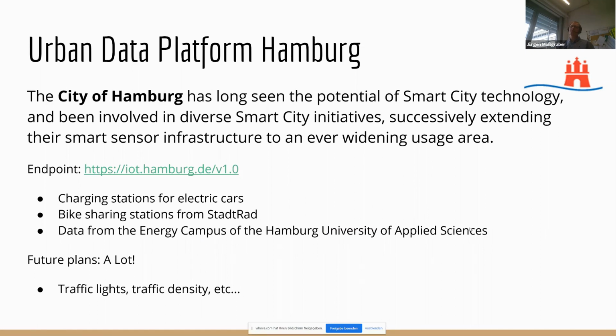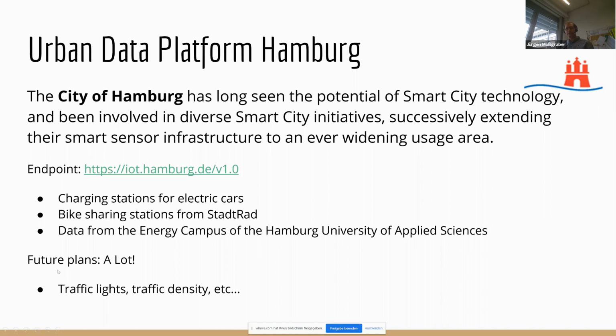They already established it, and they're adding more and more data to that. Examples of what is already available are charging stations for electric cars. You can already see where those stations are, whether they are available, whether they are working. They have their bike sharing stations in there as well. Energy data is there as well, and there are many more ideas of what you can do there.